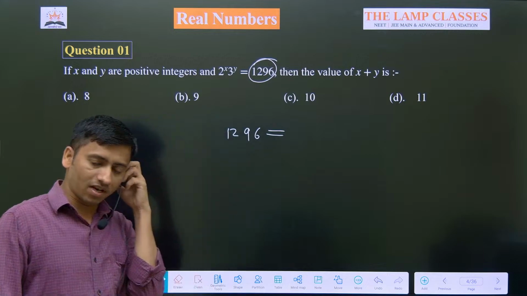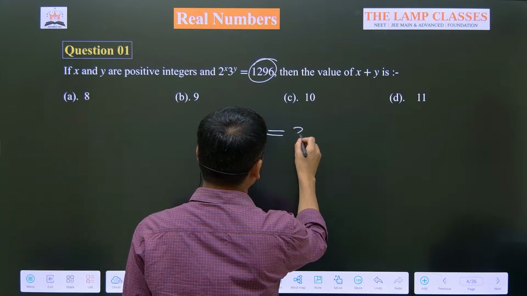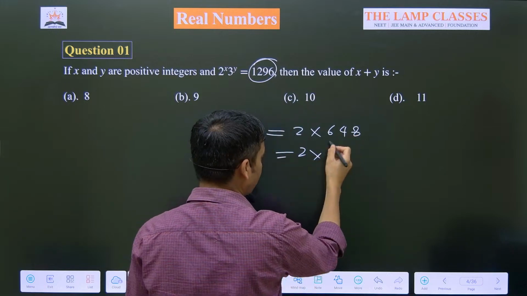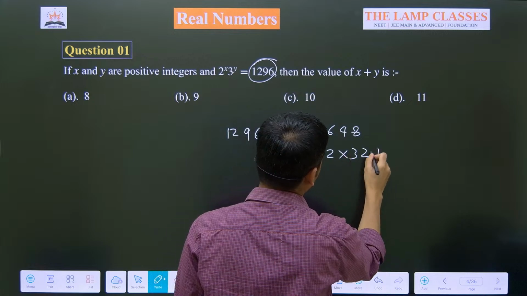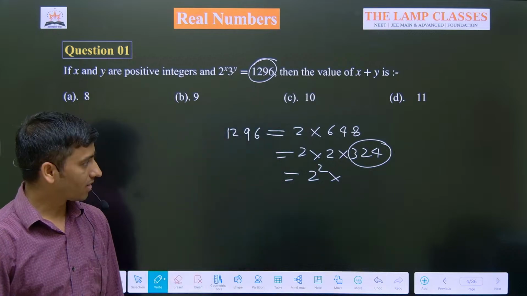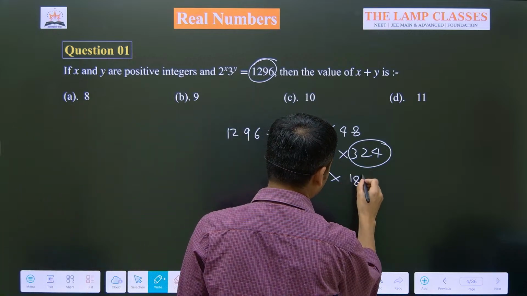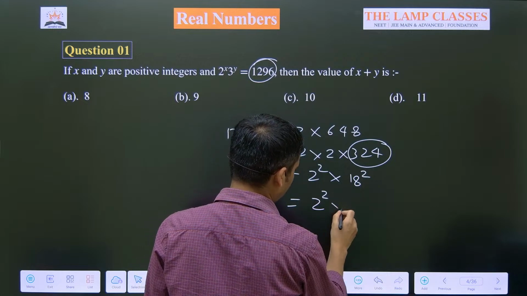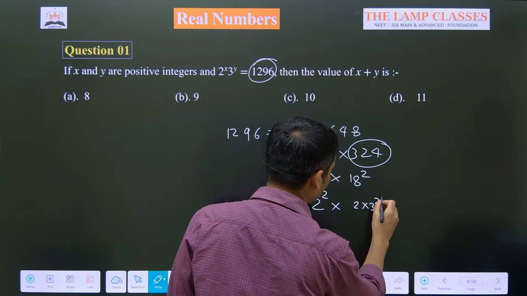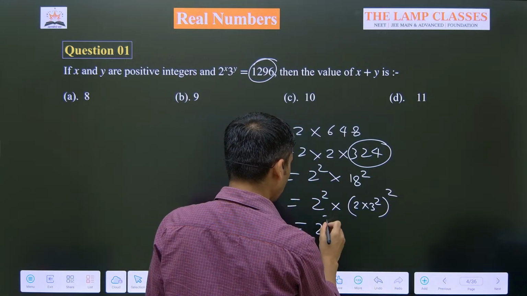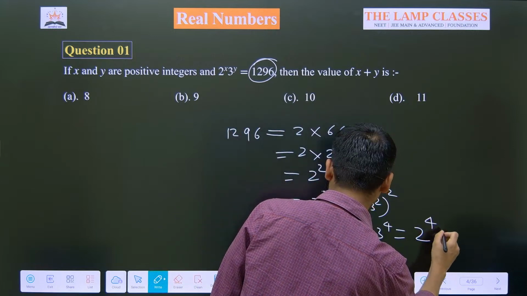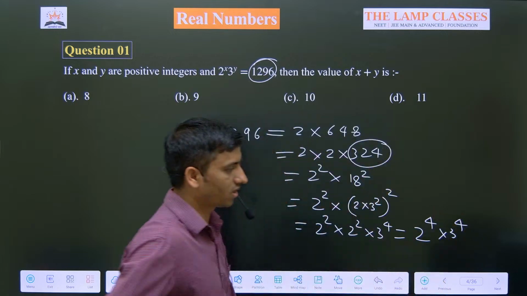You just see this is an even number, so the first prime factor you can see is 2. So 2 times 648. Then 648 is again an even number, so it will be 2 times 324. This is 2 square into... Now I think you can clearly see 324, right? That's a perfect square of 18. So that is 18 square, which can further be written as 2 square. 18 is basically 2 into 9, 2 into 3 square, whole square. 2 square into 2 square into 3 raised to 4. So that is 2 raised to 4 times 3 raised to 4. So those are the prime factors.